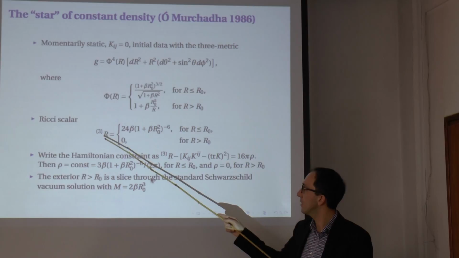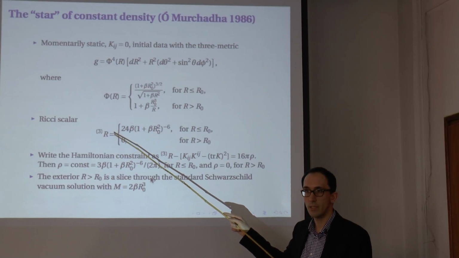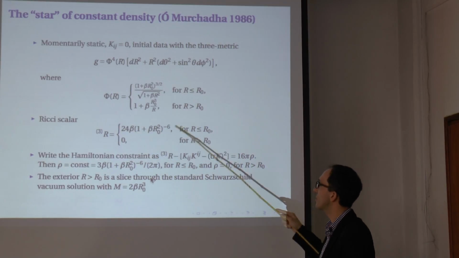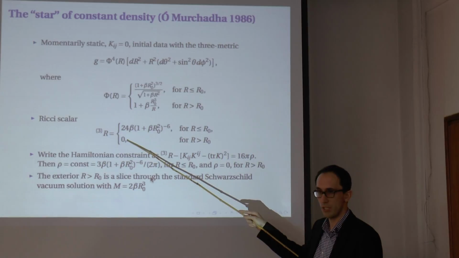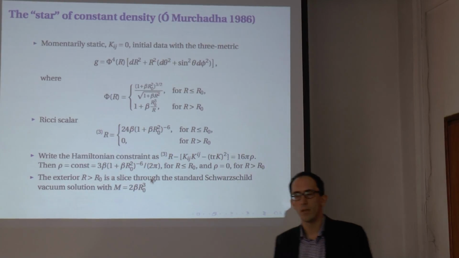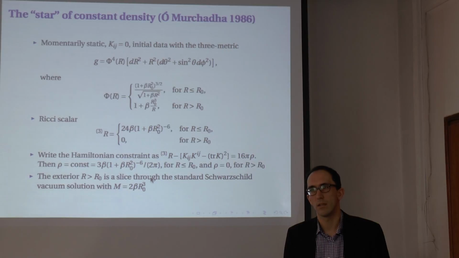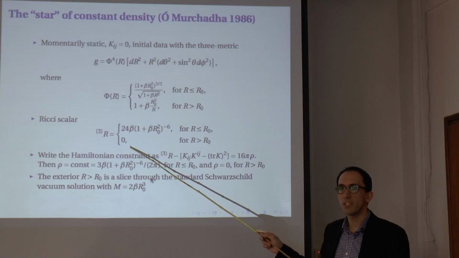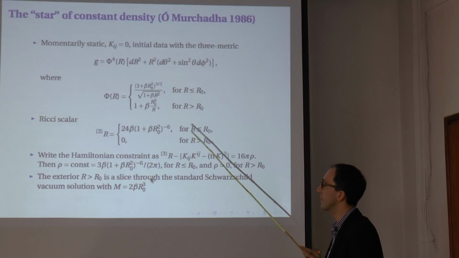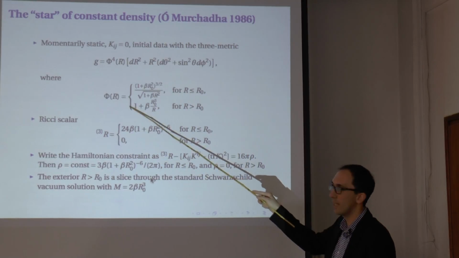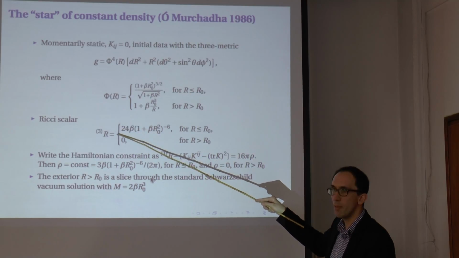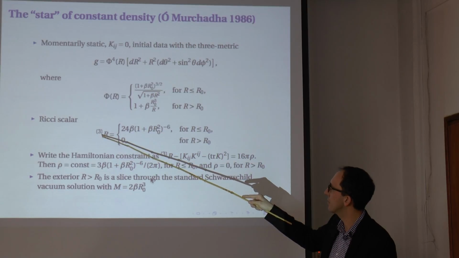So if you compute the three-dimensional Ricci scalar, it's obviously discontinuous: it is a constant here, and it's zero outside. Isometric to a sphere glued together with the Schwarzschild, right? You could understand this as a slice of Schwarzschild outside R0, glued to a piece which has constant Ricci scalar.